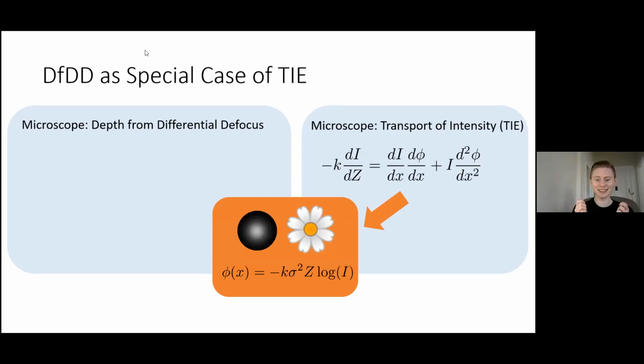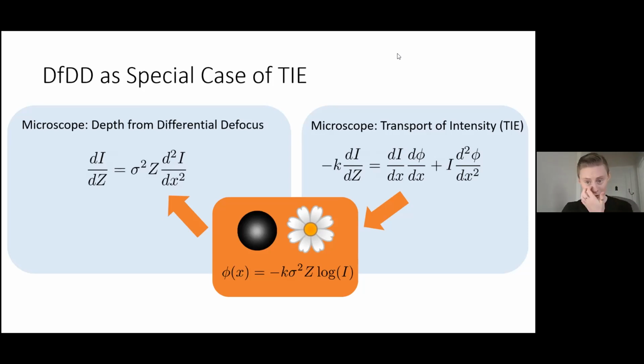And if you just plug in that definition of phi into this equation, right? If you just take the first and second spatial derivatives of this, you can work that out on your own on a sheet of paper, but you can also just trust me. This gets you directly back to this new depth from differential defocus equation that I showed you before for the microscope case where we have a telecentric projection.